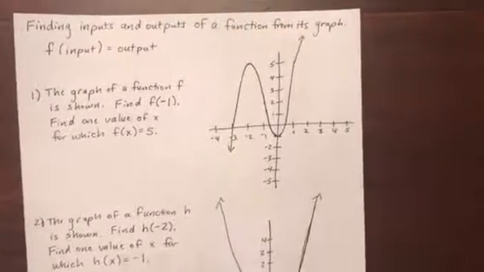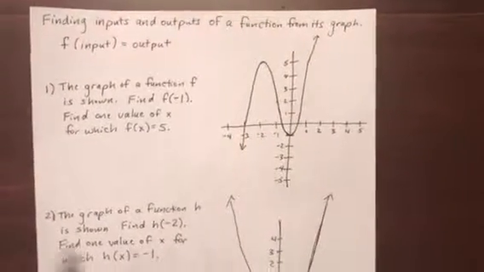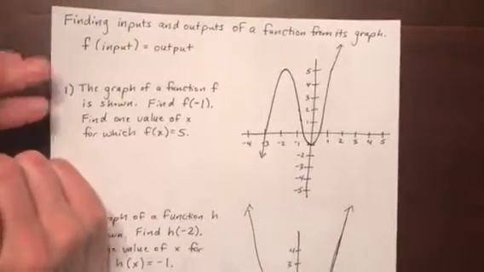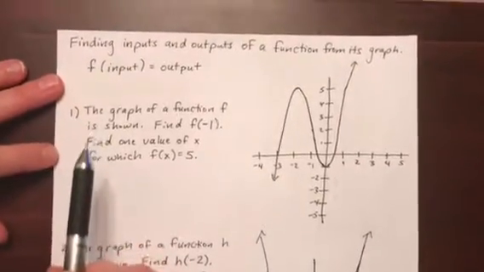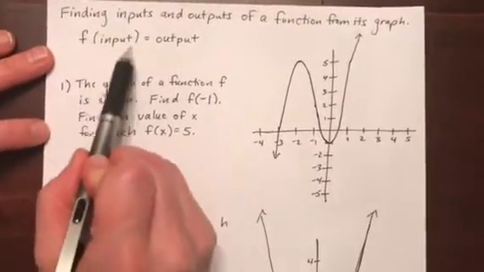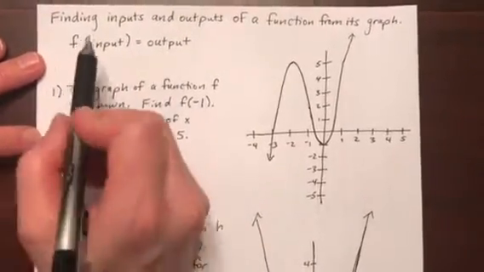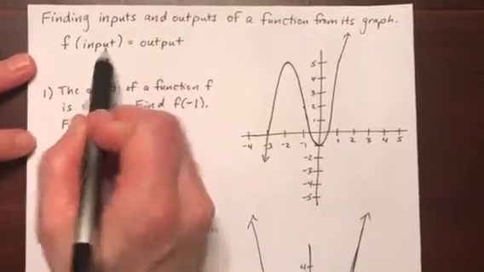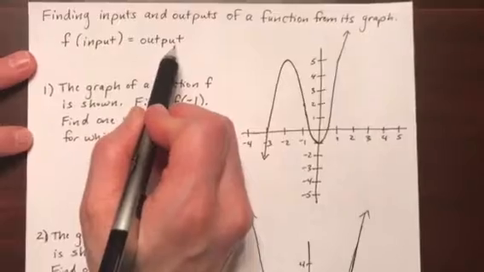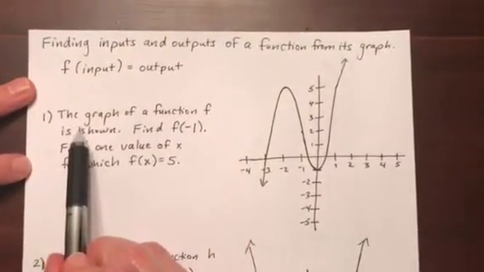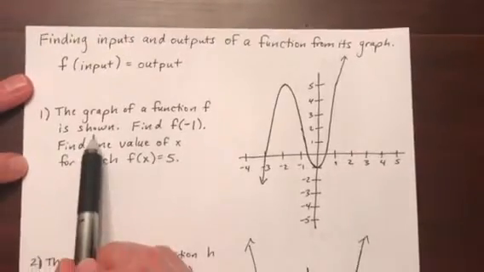This is Math 95, Quiz 5 Topics, finding inputs and outputs of a function from its graph. When we have a function written in function notation, we see f of x equals y. In other words, what's inside the parentheses is the input, and what's on the other side of the equals is the output.